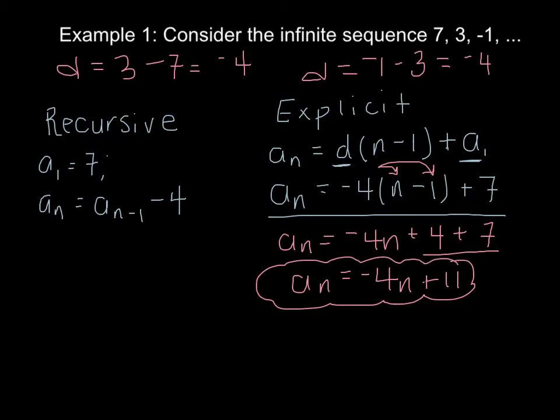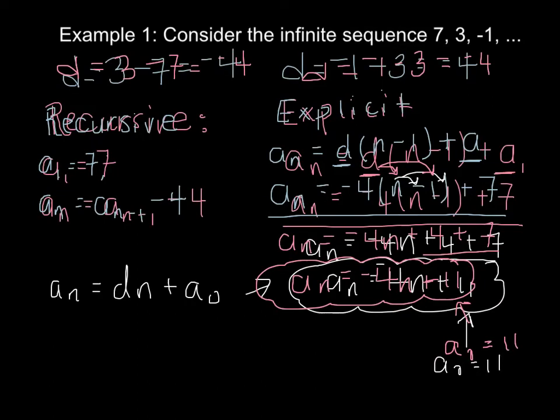Notice it looks a lot like y equals mx plus b. We could have easily found 11 because it is the zero term. To find the zero term, you would just have to use the common difference backwards. So you would start with our first term, which was 7, and instead of subtracting 4, you would add 4, and 7 plus 4 is 11. So you can quickly come up with your zero term by working backwards.